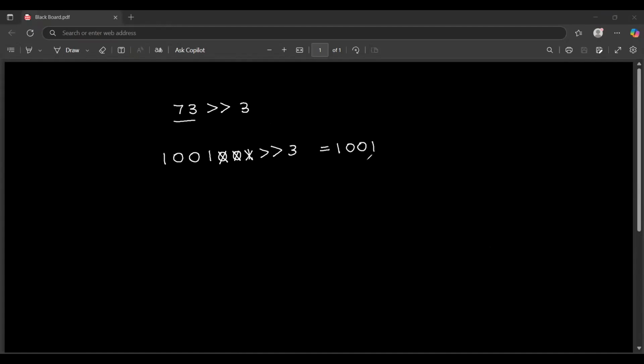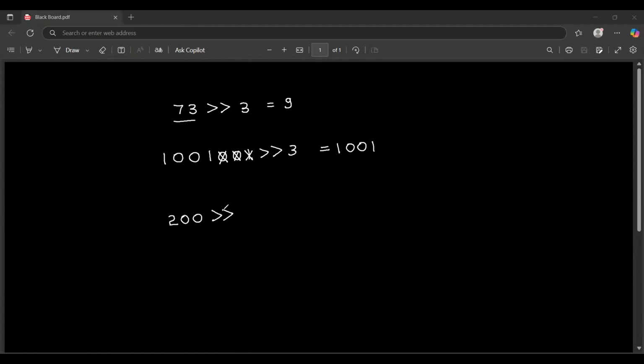So what is the answer here? Well, this is given as 1, 2, 4, 8, 9, so this is equal to 9. Okay, 73 right shifted by 3 place values will be 9.